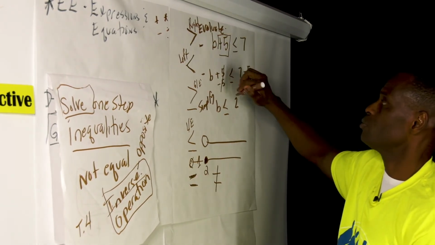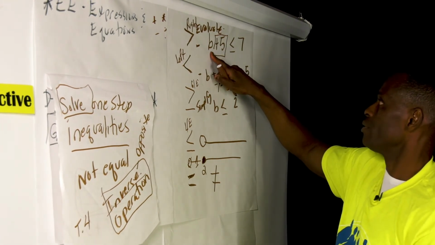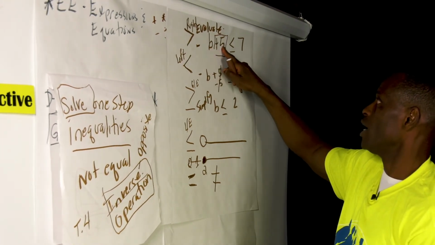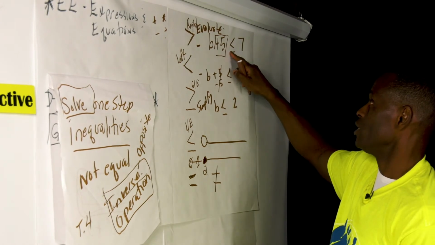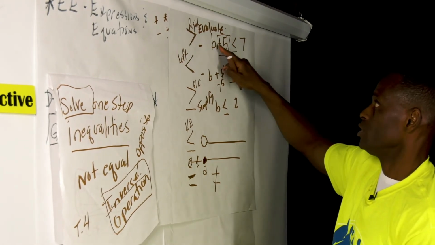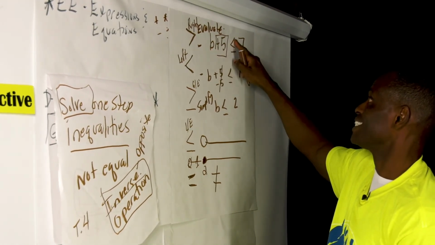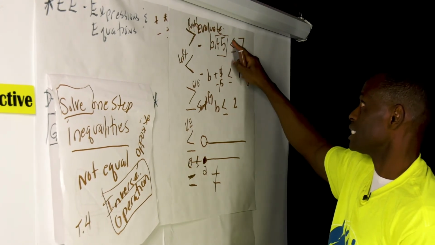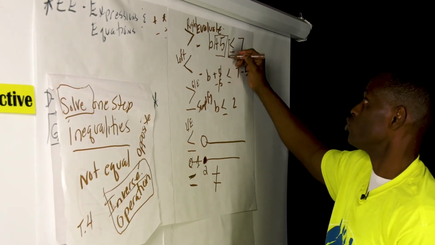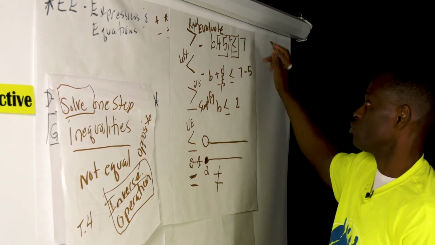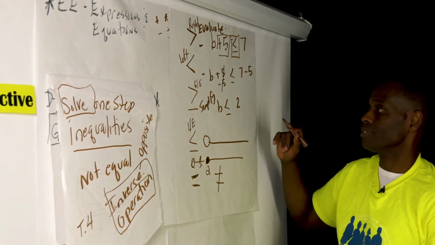So let's say, for example, let's put 2 right here for b. 2 plus 5 is less than or equal to 7. That's true. We could put 1 there. 1 plus 5 is less than or equal to 7. It's less than. So this gives you 2 choices versus just straight equal to or less than or greater than.